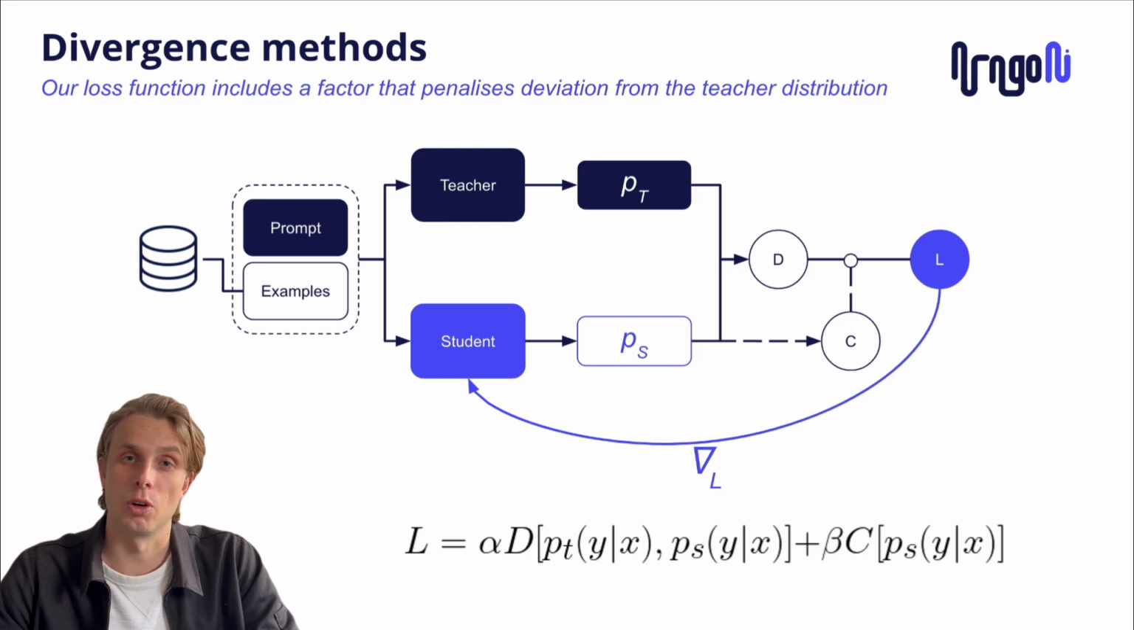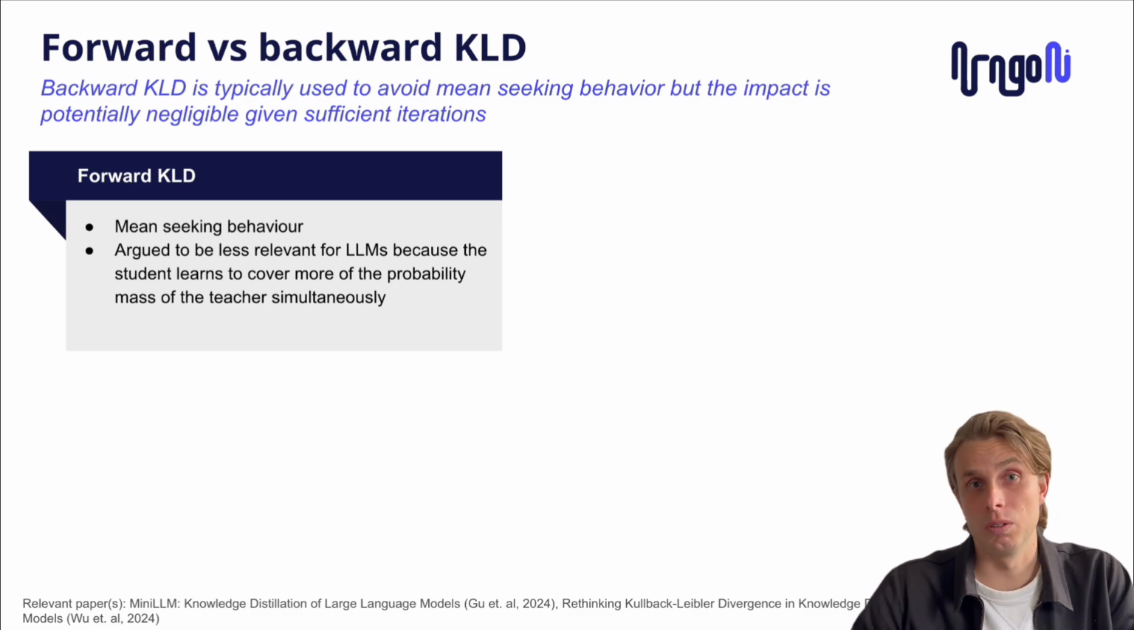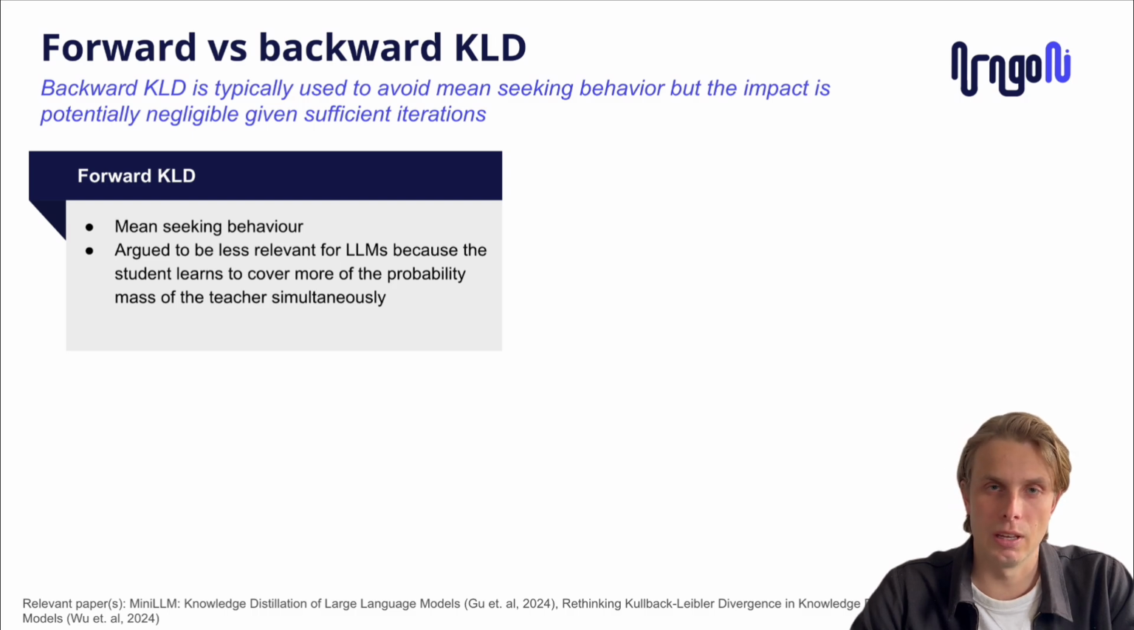Let's talk about two concrete divergence functions. That is going to be forward and backward Kullback-Leibler divergence, which we'll primarily speak about because these are used most often. So let's start with forward KLD. The high-level important thing to note here is that with forward KLD, we can induce this mean-seeking behavior. And often this is actually not desired for the task of language generation. I'll show a diagram and this will become more concrete, but just keep that in mind for the moment.